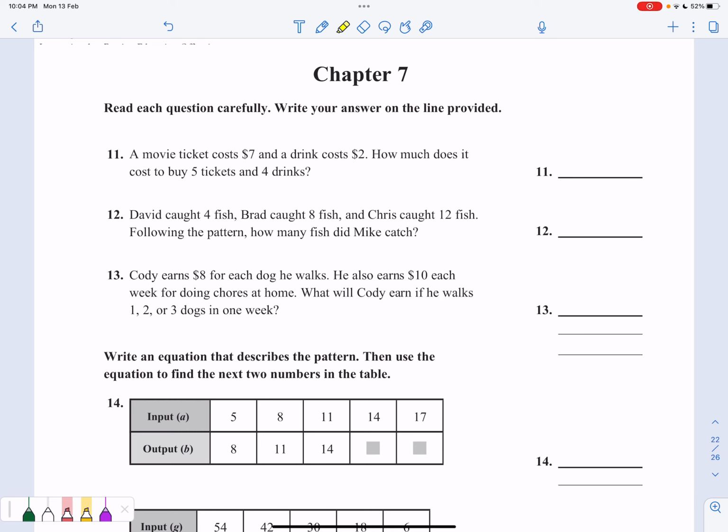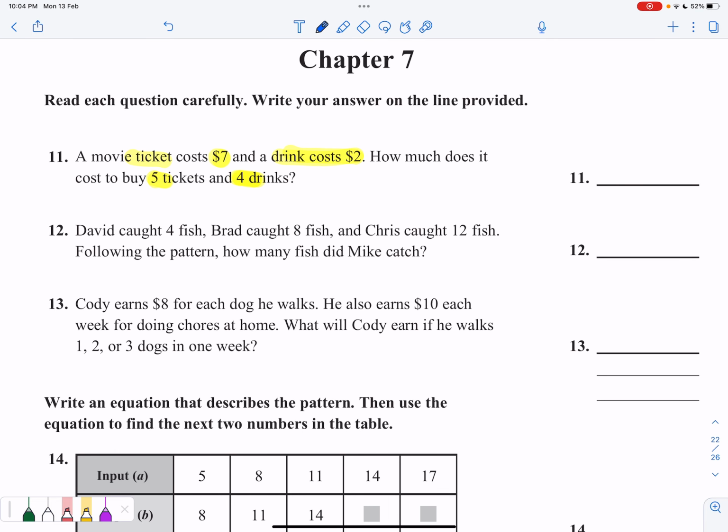A movie ticket costs $7. Okay, so $7 is the cost for the ticket. And a drink costs $2. Okay, the drink costs 2. How much does it cost to buy 5 tickets and 4 drinks? So I need to buy 5 tickets and 4 drinks. So this means that we will multiply each one of these numbers, the tickets and the drinks, by their costs. So the tickets by 7 and the drinks, 4 by 2.